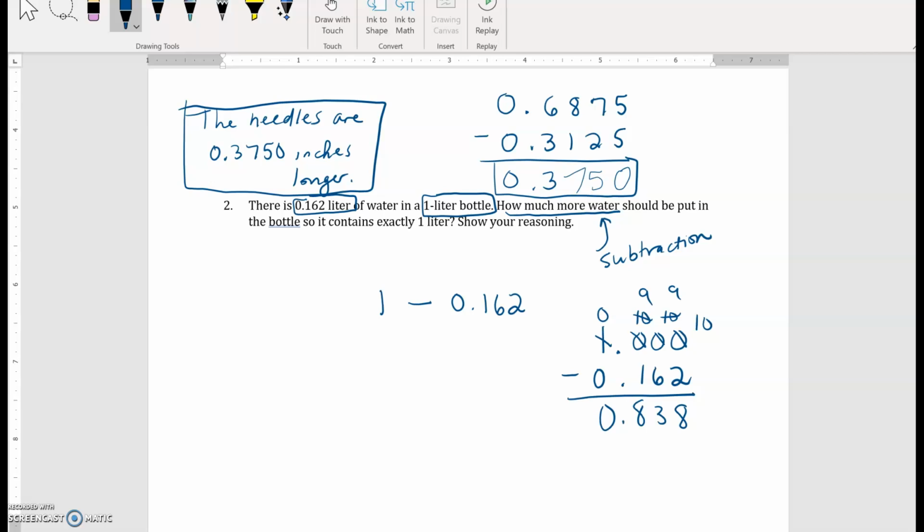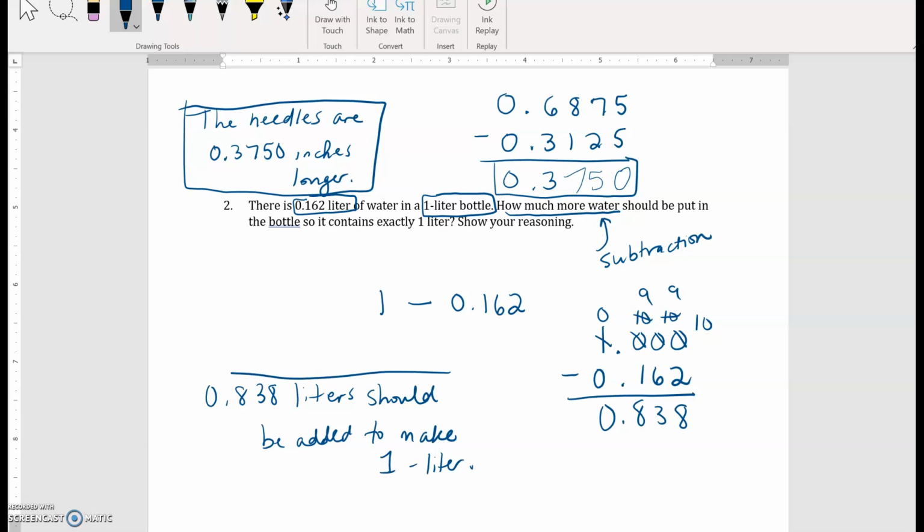When you subtract 1 minus 162 thousandths, you will get 838 thousandths. Check your paper and check on the screen what you see to make sure you are unbundling the place values correctly. So I'm going to say that 838 thousandths of a liter should be added to make 1 liter.